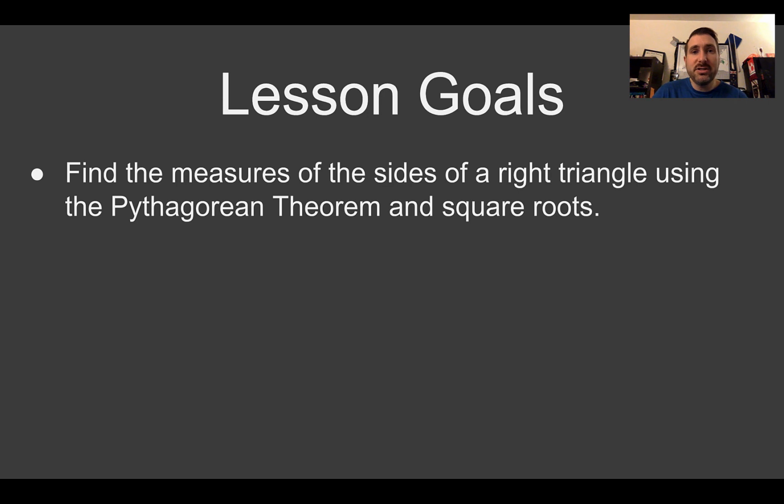After this lesson, you need to be able to find the measures of the sides of a right triangle using the Pythagorean Theorem and square roots.